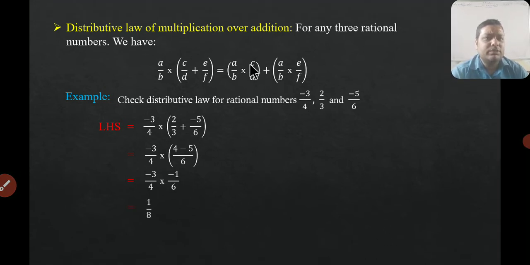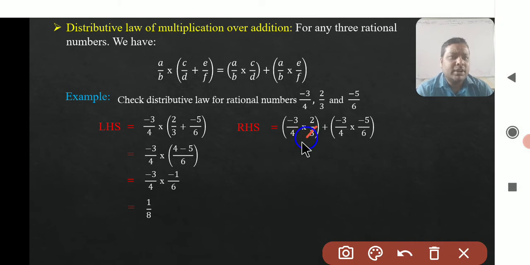Now in RHS, if we take this term, minus 3 by 4, we will multiply with 2 by 3 first, and again minus 3 by 4 multiplied with minus 5 by 6, and in between there is a plus sign. So at first we will solve these two in brackets.